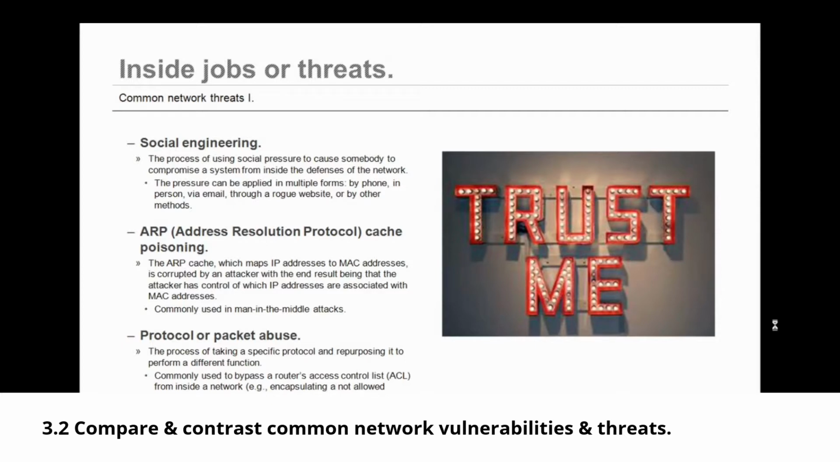ARP cache poisoning is another threat that can occur on your network. In ARP cache poisoning, the ARP cache, which maps IP addresses to MAC addresses, is corrupted by an attacker, with the end result being that the attacker has control of which IP addresses are associated with MAC addresses. It's commonly used in man-in-the-middle attacks, which I will cover in just a bit.